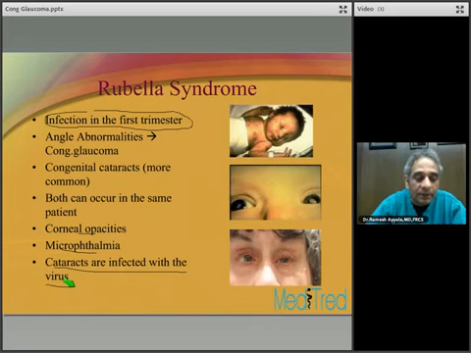Here is a patient of mine that I've taken care of. You can see the patient has microphthalmia and had cataract surgeries in both eyes and congenital glaucoma as well.